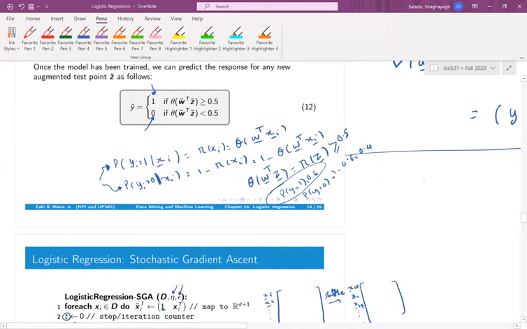Okay, so that is how we are going to use the classifier that we have learned based on binary logistic regression to predict our class label for a given data point, any given data point.